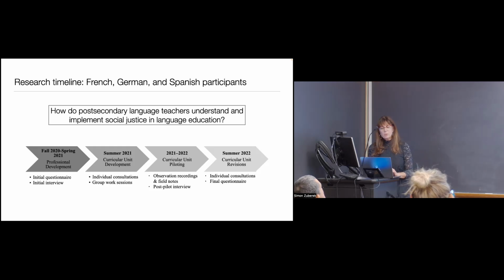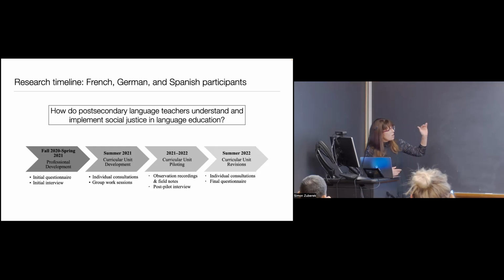And the research that we're doing is framed by the overarching question that you see on the slide: how do post-secondary language teachers understand and implement social justice in language education? So the timeline that you have here is for our first cohort of instructors, but we're following the same timeline and collecting the same data from the second cohort. That research is still in progress. We're wrapping up that study this year.